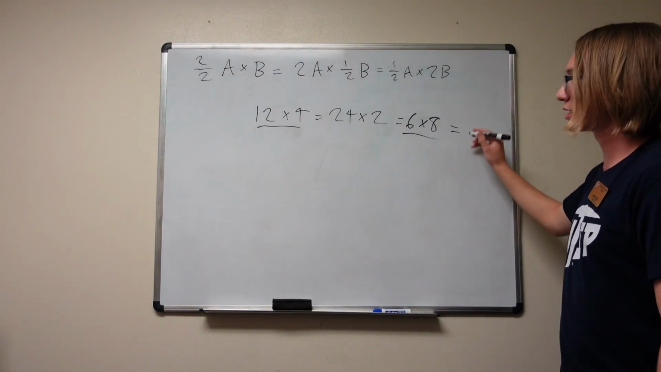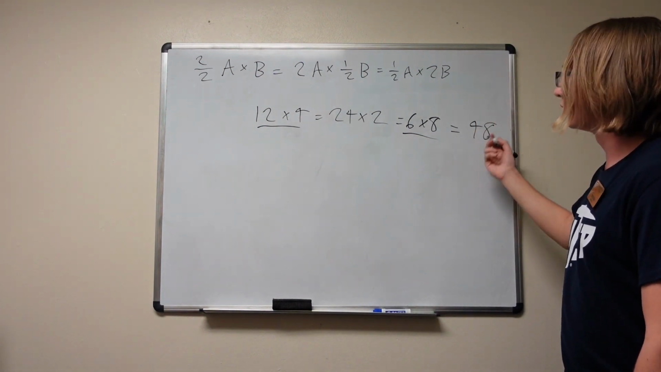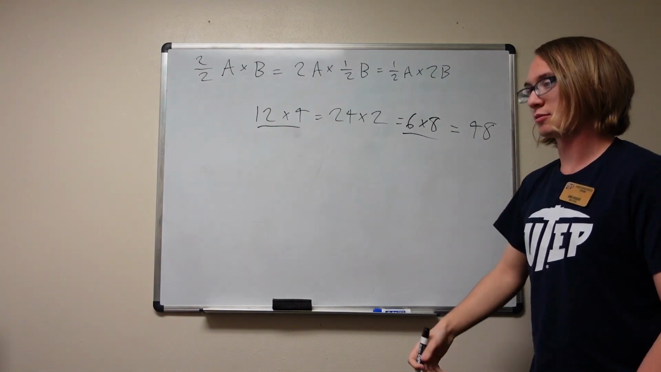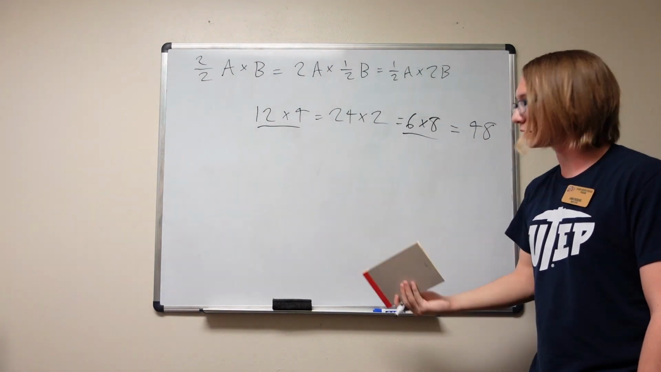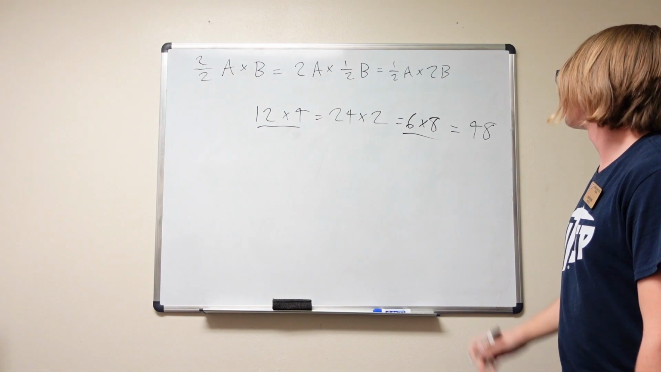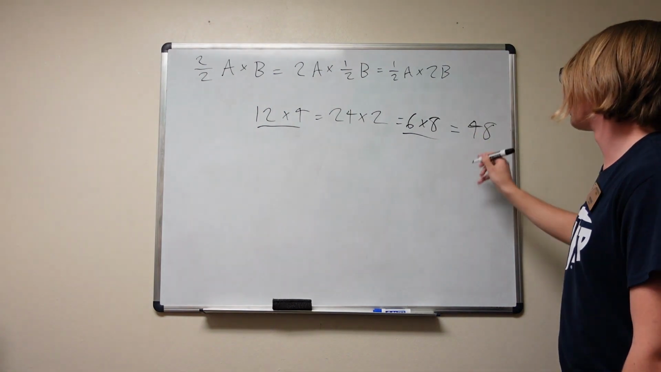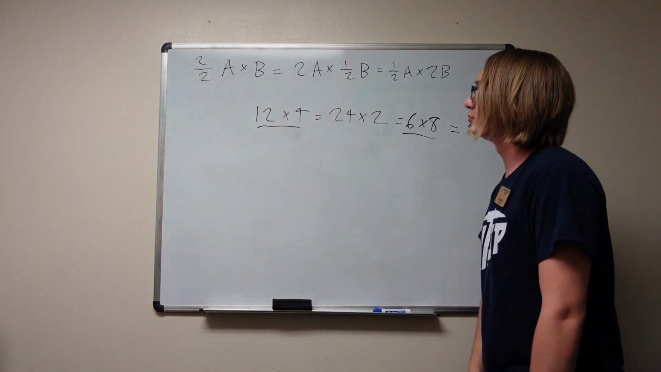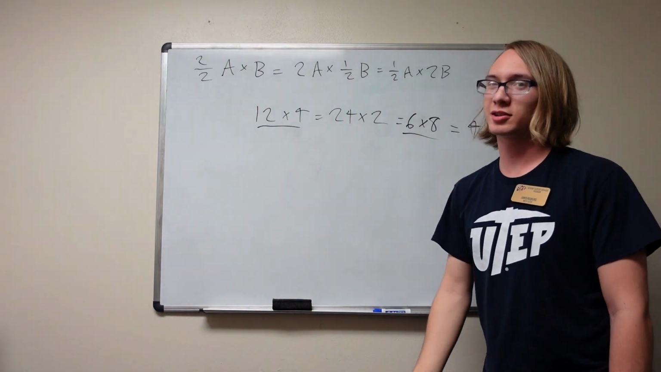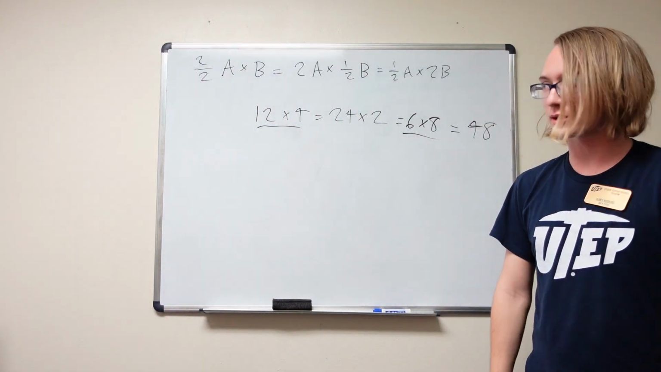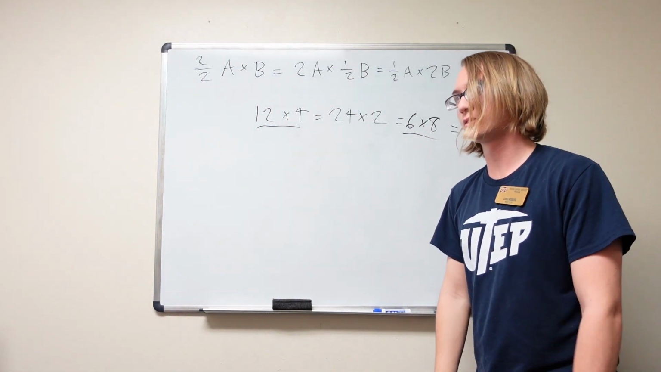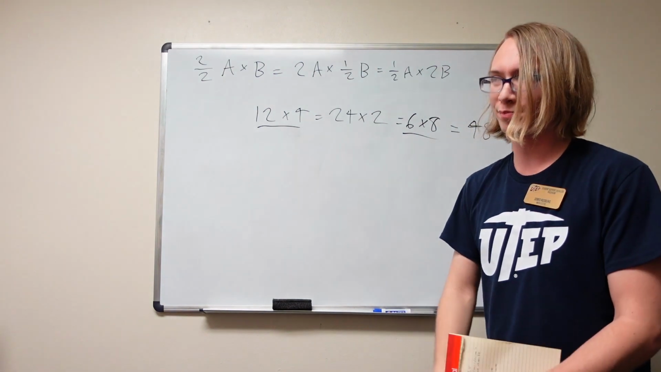So 6 times 8 would be 48, and that's the same thing as 24 times 2. So that should be correct. Oh, sorry, this is a 4, by the way, not a 9. But yeah, the trick's pretty self-explanatory, but it's not just for double and half, so it's kind of deceiving.